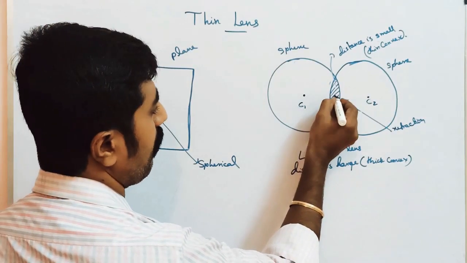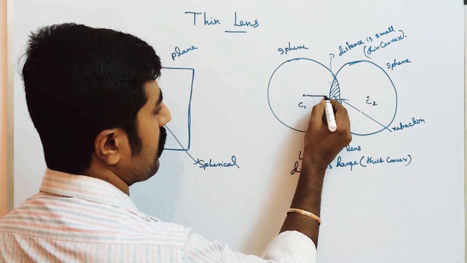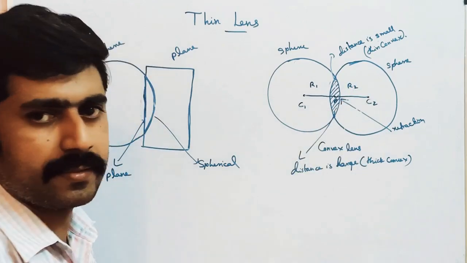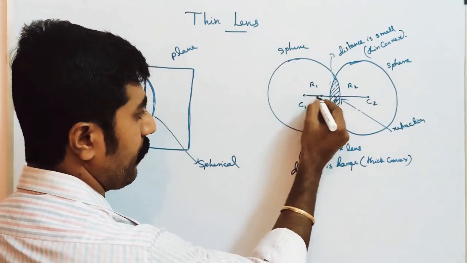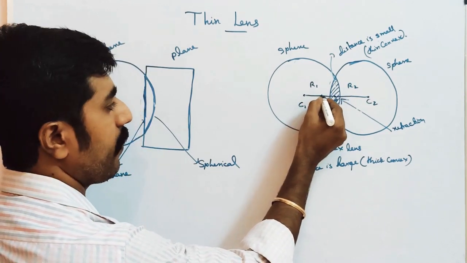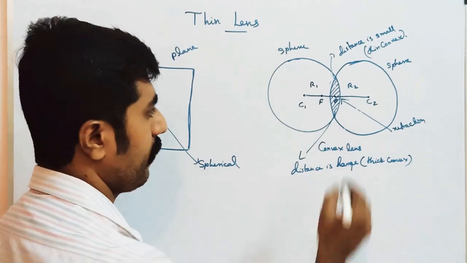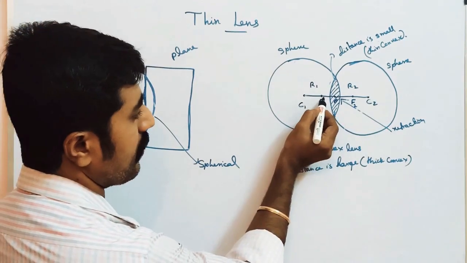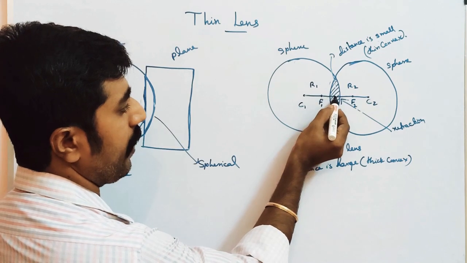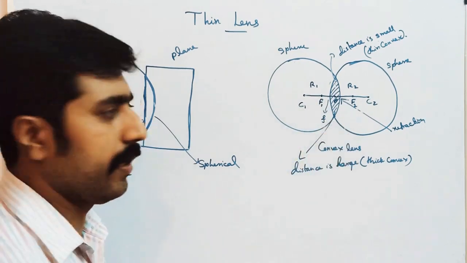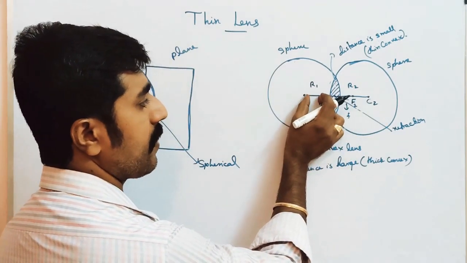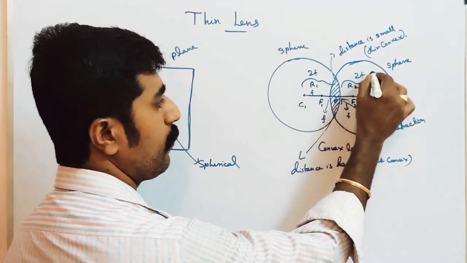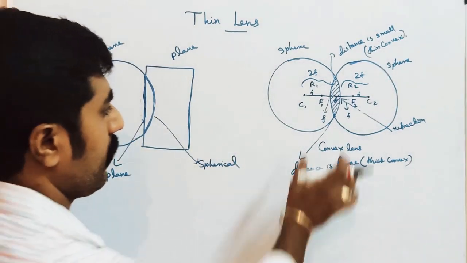The distance from the optical center to the center of curvature is called the radius of curvature, R1, and this is R2, the radii of curvature. The midpoint between the center of curvature and the optical center is the focus, or focal point. There is a focal point here, one and two. The distance between the focus or focal point and the optical center is called the focal length. The same focal length distance is here too. So this is f, this is f, so the total is 2f. The same here: this is the radius of curvature, the center of curvature.